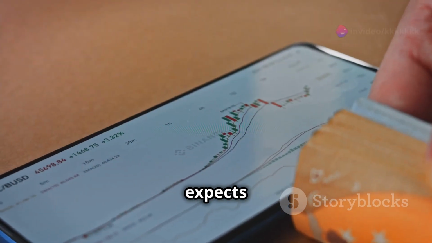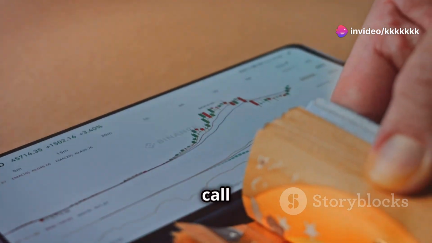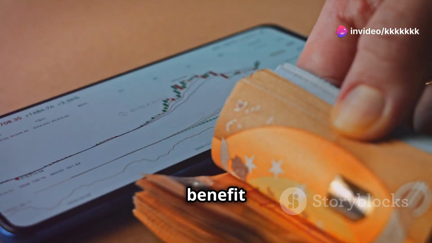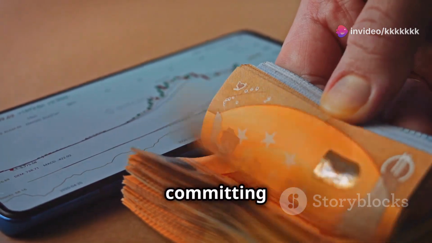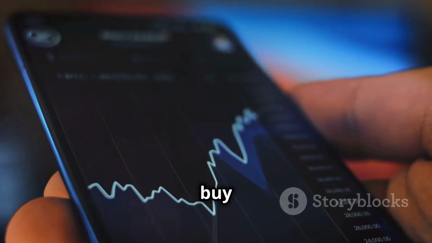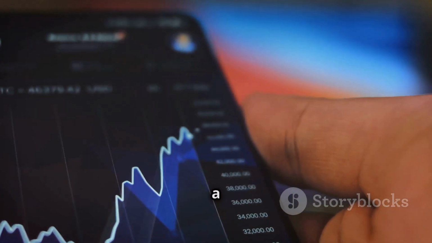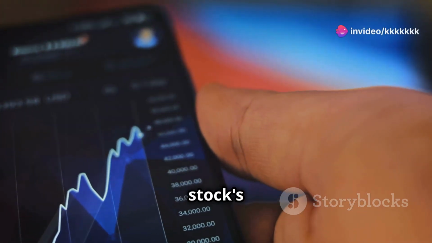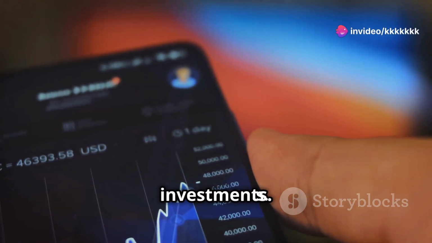If a trader expects a stock price to rise, they might buy a call option. This allows them to benefit from the upward movement without committing to buying the stock outright. If they expect it to fall, they might buy a put option. This provides a way to profit from a decline in the stock's price or to protect existing investments.